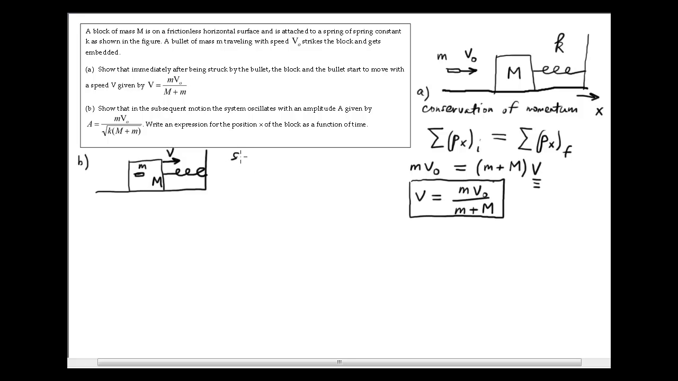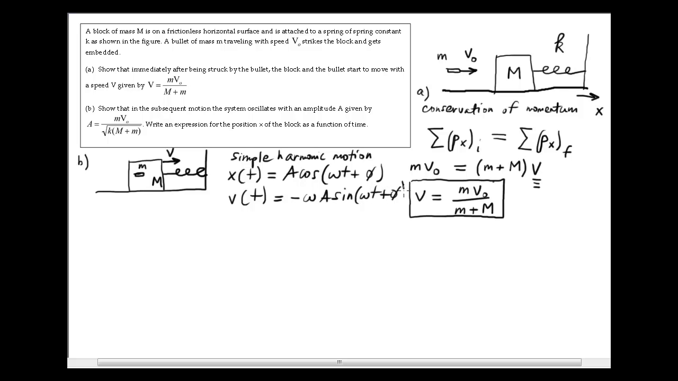And for simple harmonic motion of a mass spring system, I will just remind you that the general expression for x of t is A cosine of omega t plus phi, right? And that the derivative of that, which will give us the velocity, would be negative omega A sine of omega t plus phi. All right?